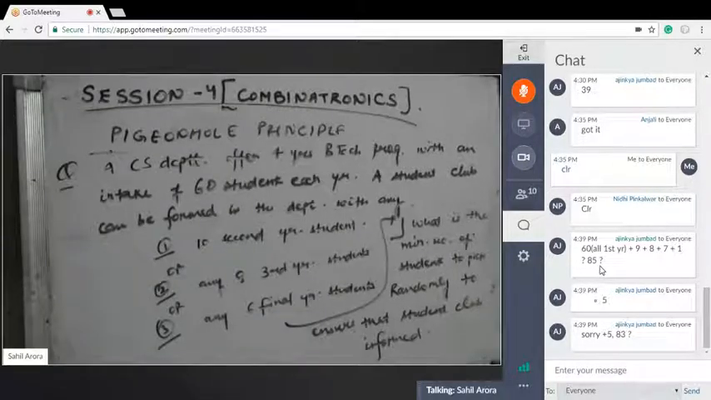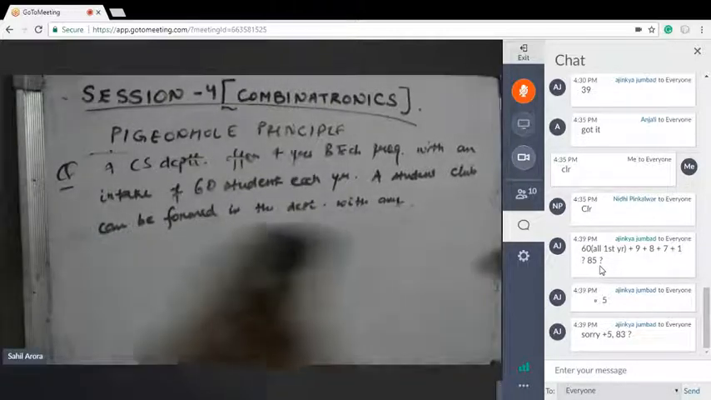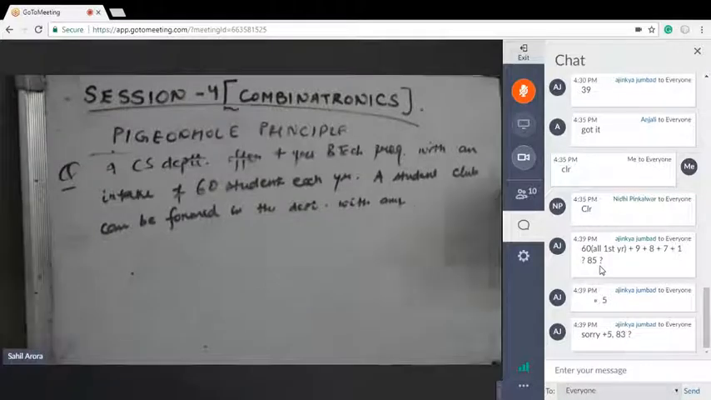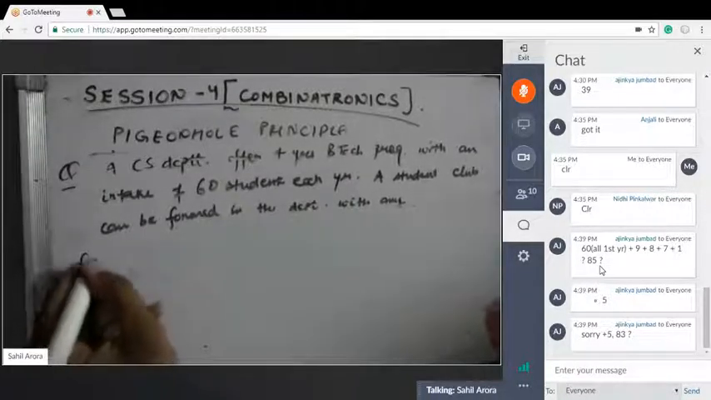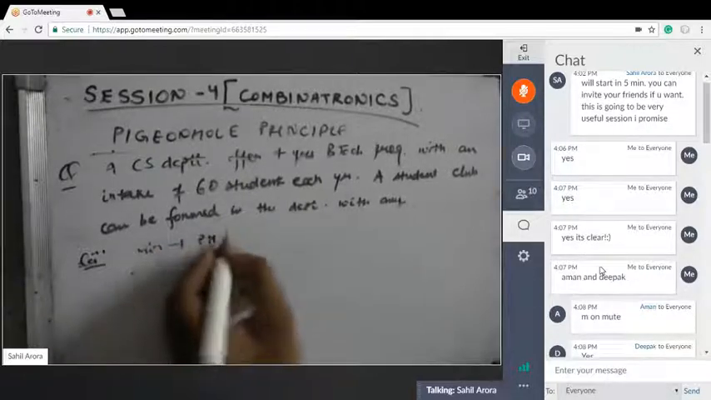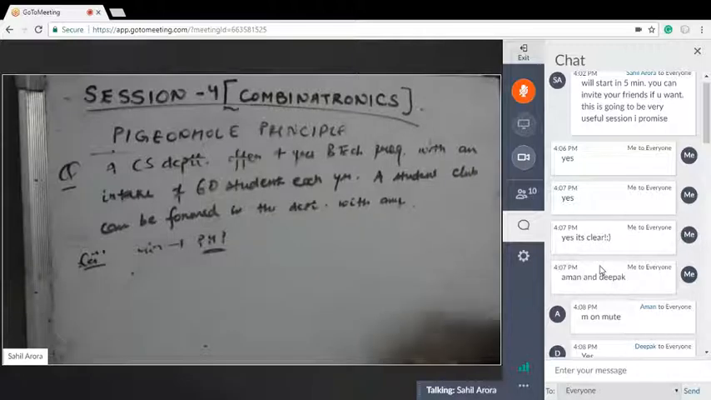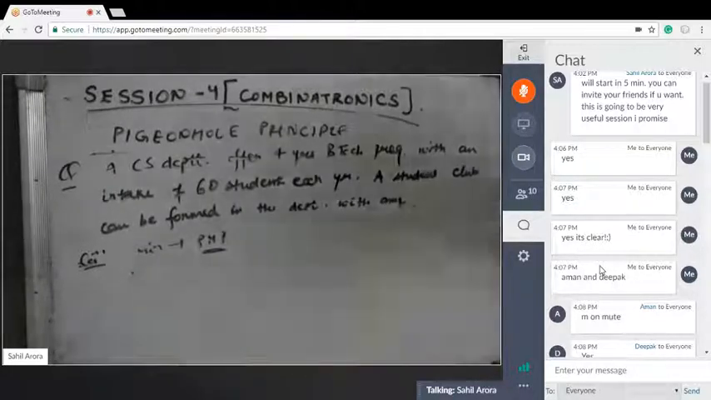So let's solve this. This question is very simple. Why is it simple? Because the question says we need to pick the minimum, and the word minimum simply means we need to apply the pigeonhole principle. PHP stands for pigeonhole principle, not the preprocessor hypertext processor. So how to do it?